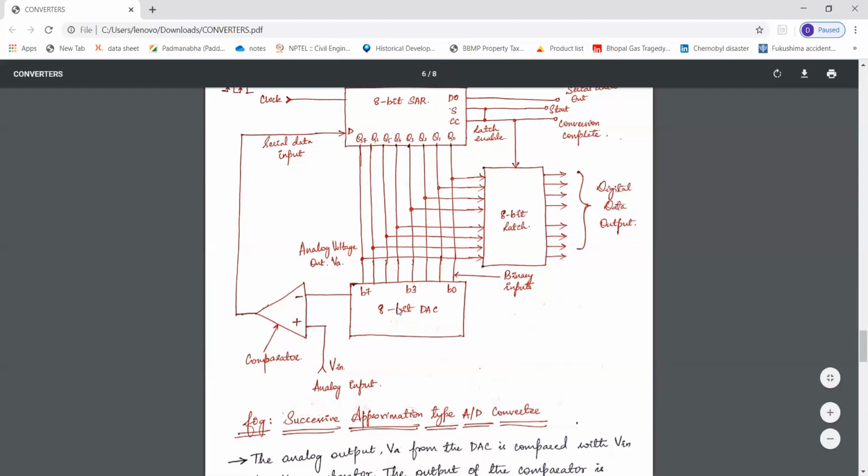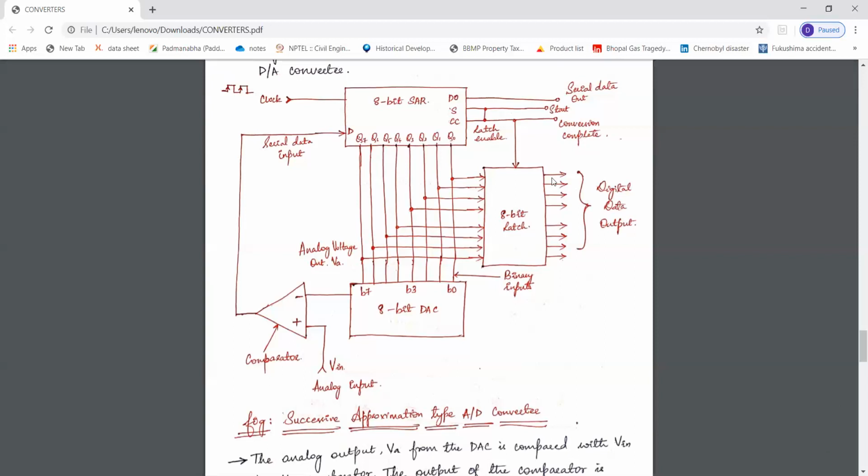So this DAC will consider this binary input B0 to B7 and will produce an equivalent analog voltage VA. Now this is compared with the analog input voltage Vin, where if Vin is lesser than this VA, the comparator output will be low and it will clear this bit Q6. If it is high, this Q6 will remain in the high state, and in each and every state, this 8-bit latch will be storing the data and will be giving the digital output data. So this is the operation of the A to D converter. Once the conversion is complete, this is set to high.